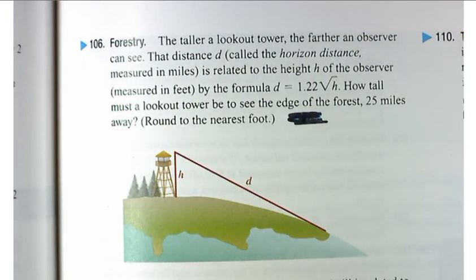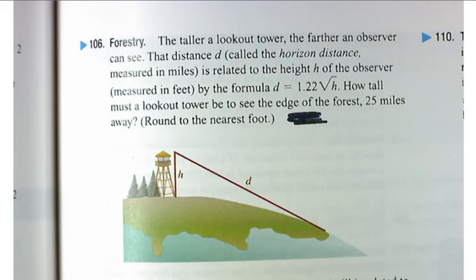It says the taller a lookout tower, the farther an observer can see. The distance, called the horizon distance measured in miles, is related to the height of the observer by the formula d equals 1.22 times the square root of h. How tall must a lookout tower be to see the edge of a forest 25 miles away?